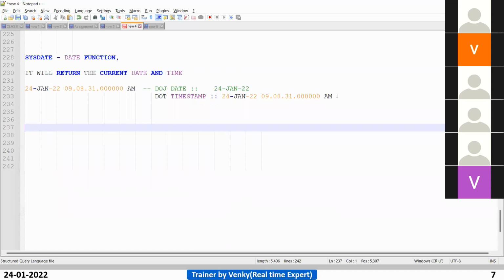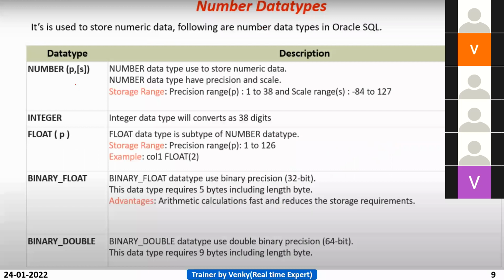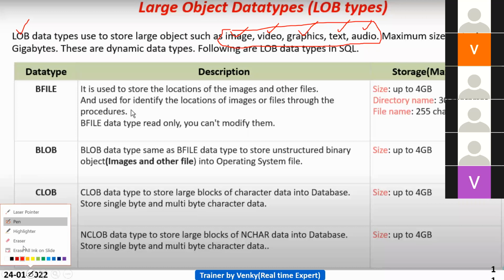Large objects. I am simply writing LOB, large objects data types. This one is the timestamp, next to large object. Large objects data types are used to store large objects, that is called image, video, graphics, text, audio. The size of this will be large, right? That is the reason it is called LOB, large objects data types. So large objects data types are used to store image, video, graphics, text, audio.